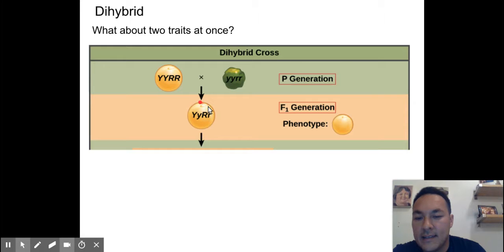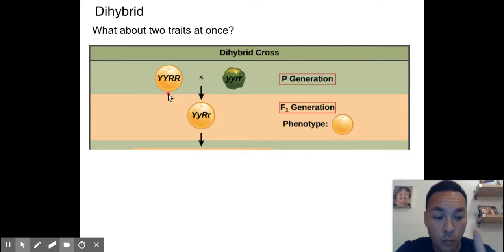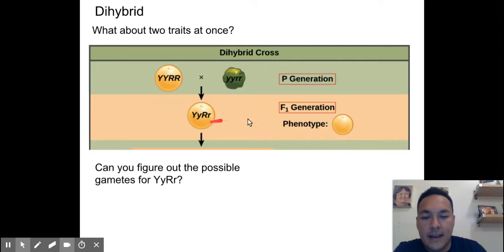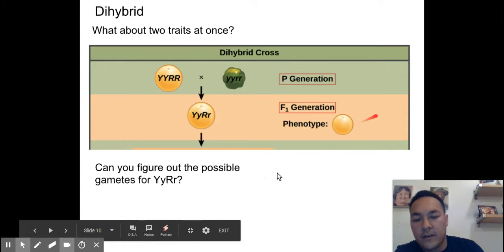We know that is the heterozygous condition. Think about this. The only sex cells that this plant could produce would be a big Y and a big R. Remember that sex cells have 1 copy of each gene, or 1 allele. This one would be little y, little r. So when they came together, it had to be big Y, big R, little r. Now we're going to breed these F1s, and this is where I brought out new material to you in class. I don't think many of you had done dihybrids before. So can you figure out the possible sex cells for big Y, big R, little r?